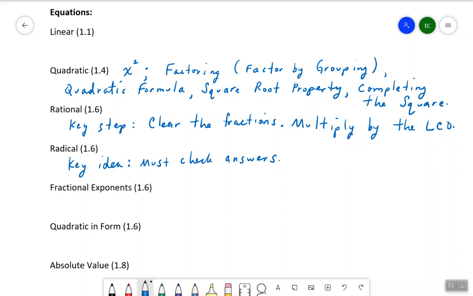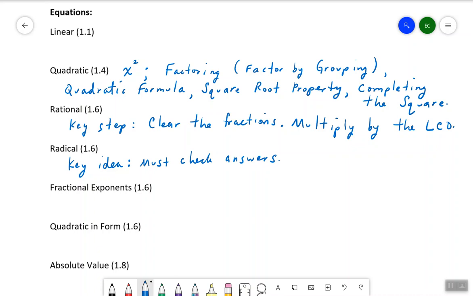The other big idea for a radical equation is just how do you get rid of the radical? And most students remember that they need to square both sides to get rid of a square root. And of course, you have to have the square root alone on one side of the equation before you square both sides.